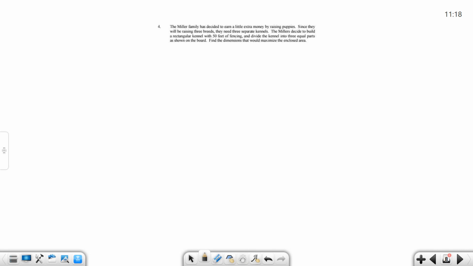Okay, the Miller family is raising puppies and they need 3 kennels. They decide to build a rectangular kennel with 50 feet of fencing, and they divide that kennel into 3 equal parts. So that gives you 3 different kennels. Find the dimensions that would maximize the enclosed area. So we're looking for max area, and that's how it would start.